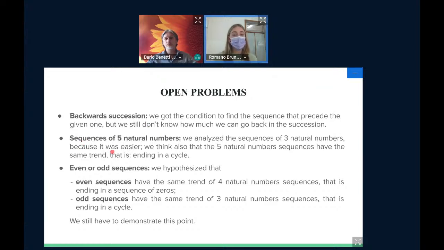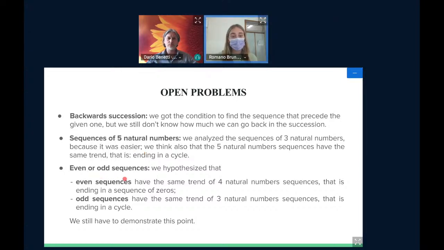For a sequence of 5 natural numbers, one of the questions that arose in the problem was to study 5 natural number sequences. We decided to start with 3 natural number sequences because we thought it could be easier. We can predict that 5 natural number sequences and the 3 natural number sequences have the same trend, that is, ending in a cycle.